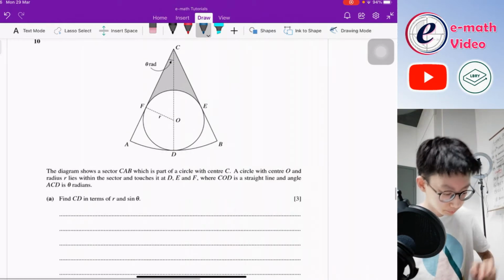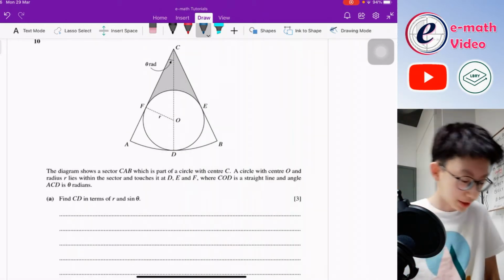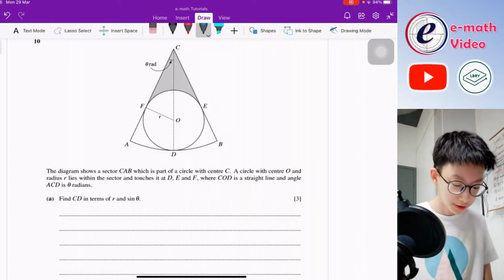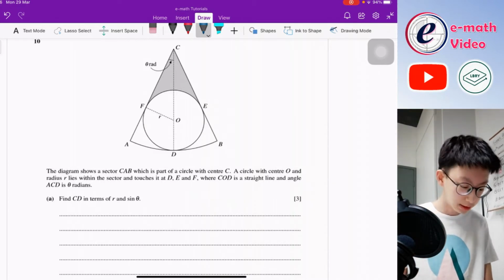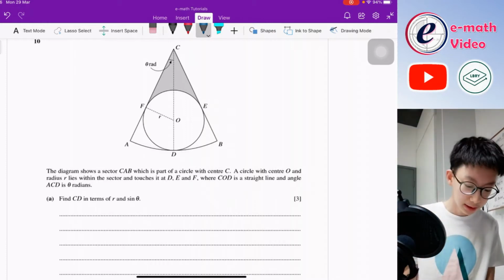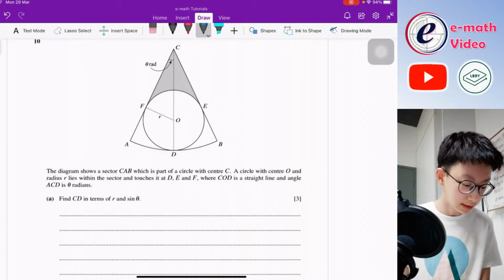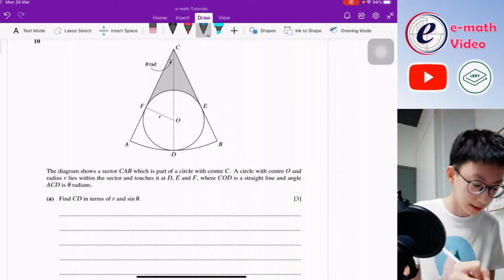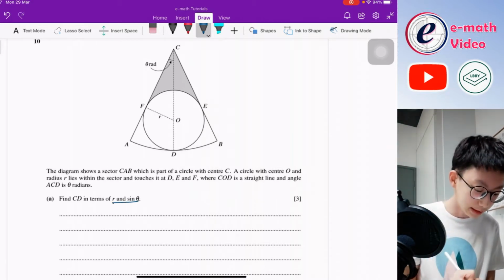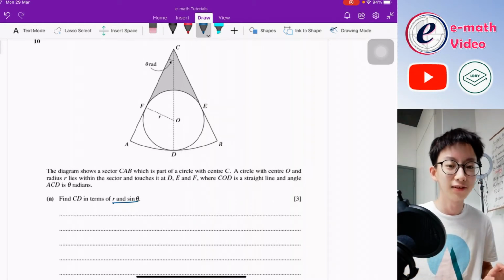Number 10. Okay, circular measure. The diagram shows sector CAB, which is part of a circle with center C. A semicircle with center O, radius R, lies between the sector and touches DEF. COF is a straight line, angle ACD is theta radians. Where's theta? Okay, theta is here. So find CD in terms of R and sine theta. Oh, the question is very nice already. I already told you what you need here.